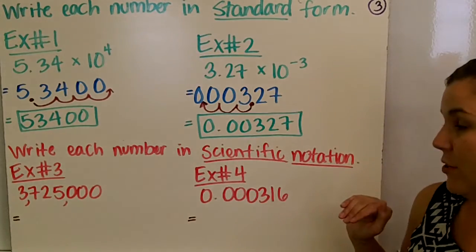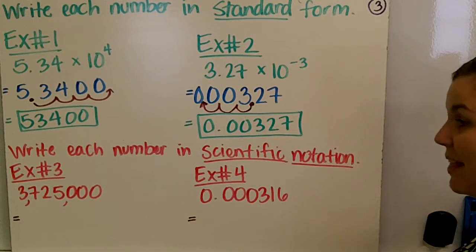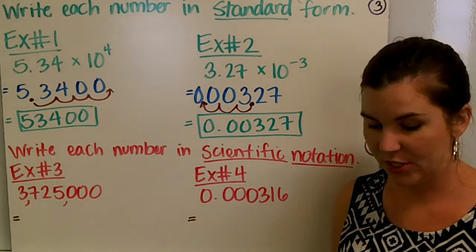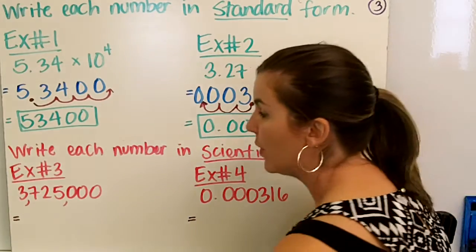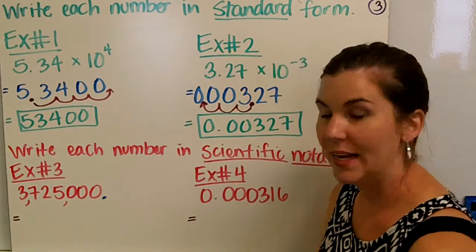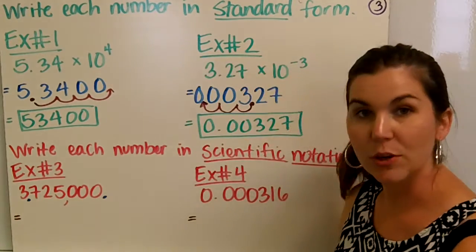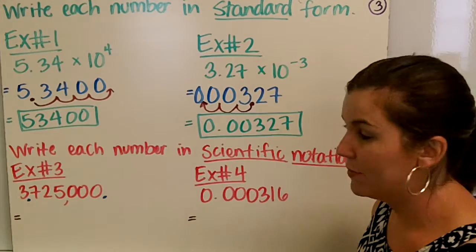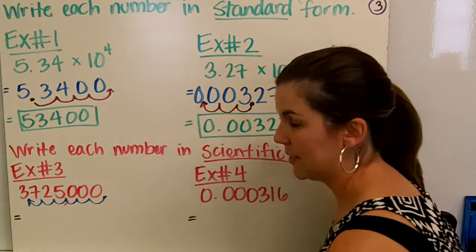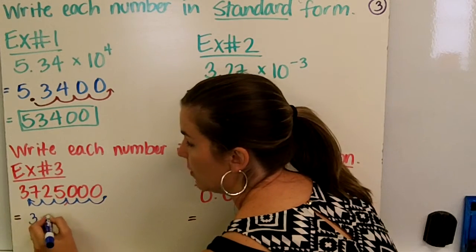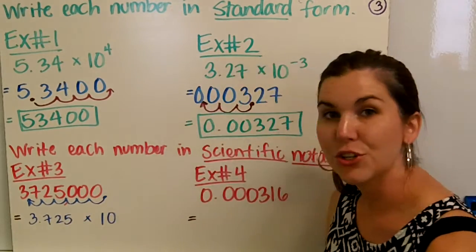Write each number in scientific notation. Example number 3. I have 3,725,000. To change it to scientific notation, I need to make sure that my number is between 1 and 10. So right now my decimal is over here, and it needs to be right here between the 3 and the 7. So I'm going to count the number of places that that decimal would have to move. 1, 2, 3, 4, 5, 6 places. The number is 3.725 times 10 to the 6th power.